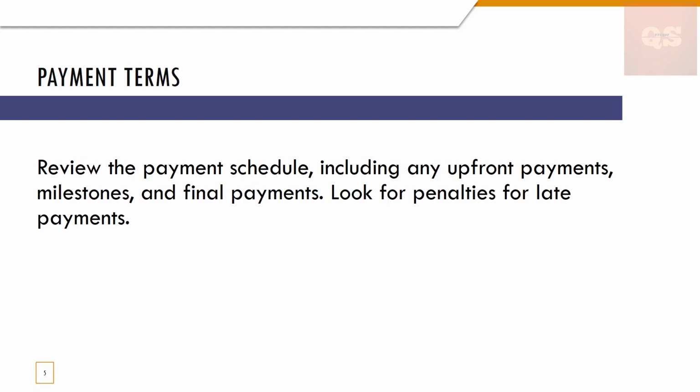Then the payment terms. So review the payment schedule, including any upfront payments, milestones, and final payments. Look for penalties for late payment. So there might be a requirement that you need to pay this much in advance, or there might be a requirement that you need to make payment every month on this date. So the payment terms should be made clear, and any penalties if you're delaying the payments, whether there are any penalties you need to pay, all those should be made clear in this quotation. That is the payment terms.